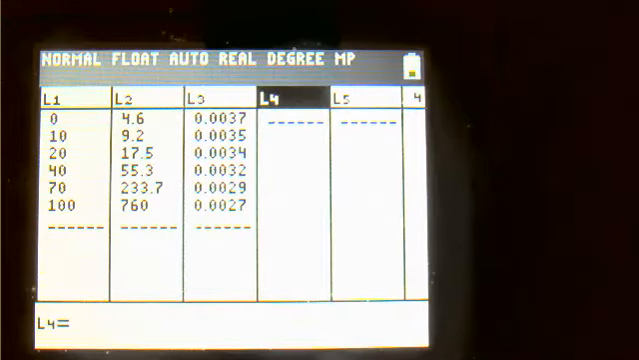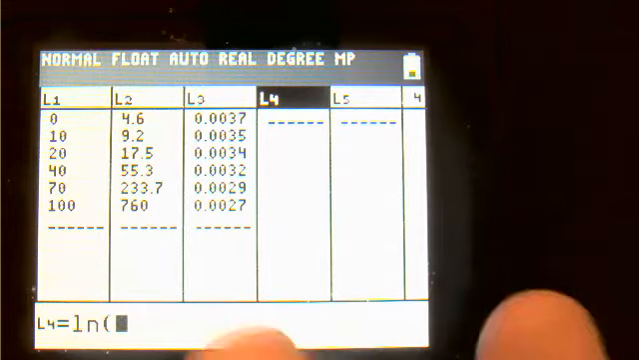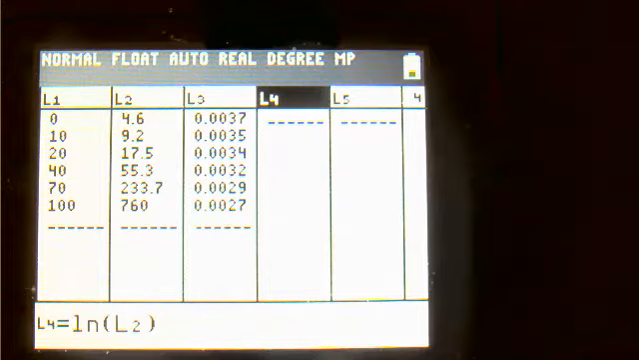So let's put our cursor up on top of the L4 symbol. The bottom of the screen, L4 is equal to, and the natural log is what button on the calculator? LN. Why is it LN when it's a natural log? Because of its French name. That's right. It's logarithme naturel. So LN is natural log. So you say it's simply the natural logarithm of the vapor pressures. So natural log of what? L2. And press enter.